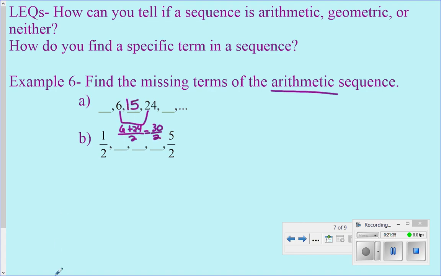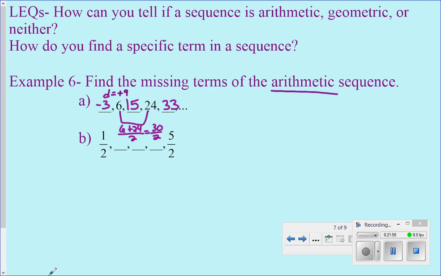Once I know that that's 15, I can subtract 15 minus 6 to figure out that 9 is the common difference. So if I know the common difference is 9, I can subtract it from 6 to get negative 3. And now I can use 9 in the positive direction, add 24 and 9, and get 33. So that's how you'll approach problems like that.